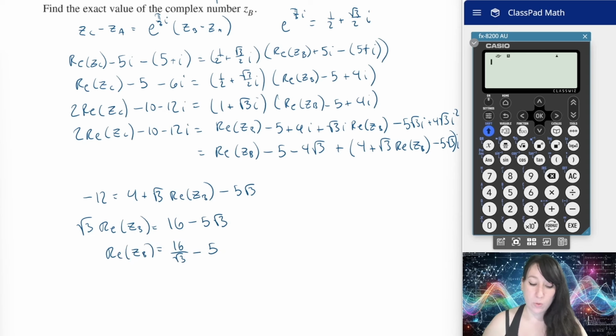So we have the real component of ZB. We already know its imaginary component since it's on the square at 5. So ZB is 16/√3 minus 5 plus 5i.